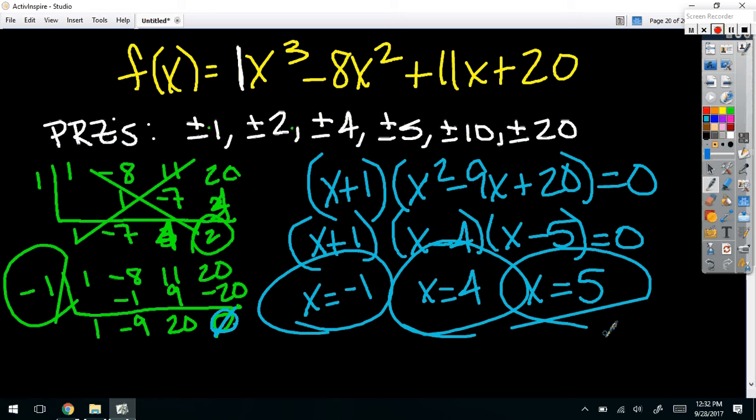Good job, Shami. Now look, here's the thing too. What if I had taken this out and this was x to the third minus 9x squared plus 20x plus 5, and it didn't group? If I couldn't break it down, I may have to do PRZs on this piece again, and keep going through that process. So let me show you quickly.